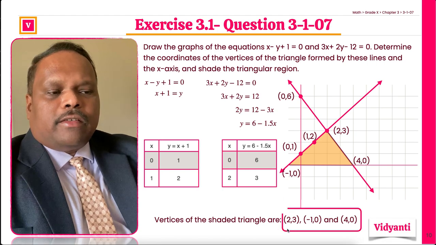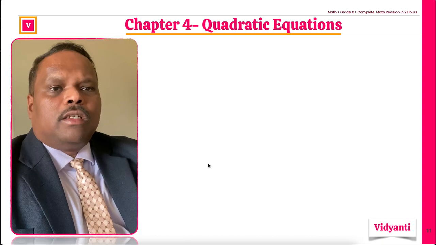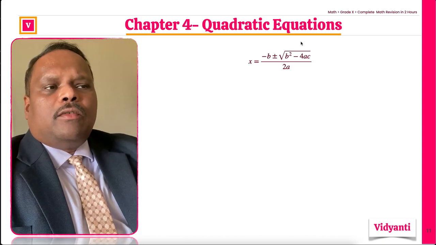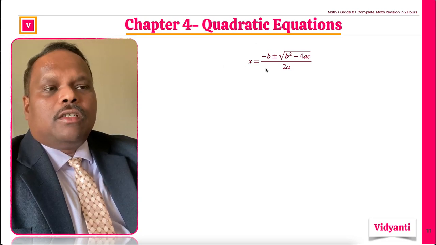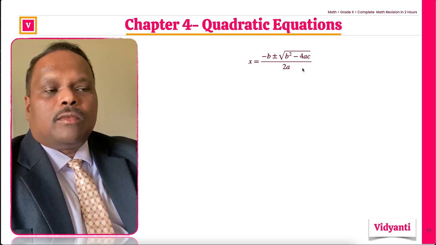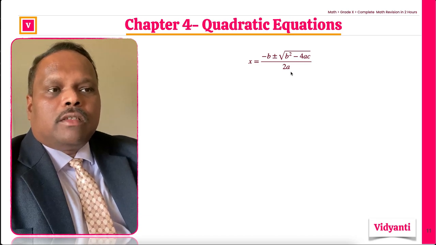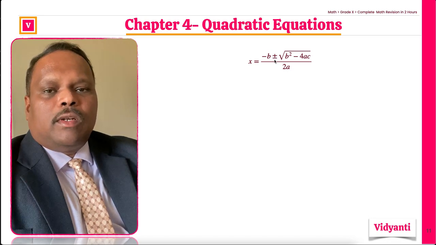That's your final answer. Let's go to the fourth chapter: quadratic equations. We have seen what quadratic expressions and quadratic equations are when we studied polynomials. Quadratic equations come in the format ax square plus bx plus c equal to 0. Their solution is given by x equal to minus b plus or minus square root of b square minus 4ac, upon 2a. That means a quadratic equation gives you two solutions, one by the plus sign, one by the minus sign.